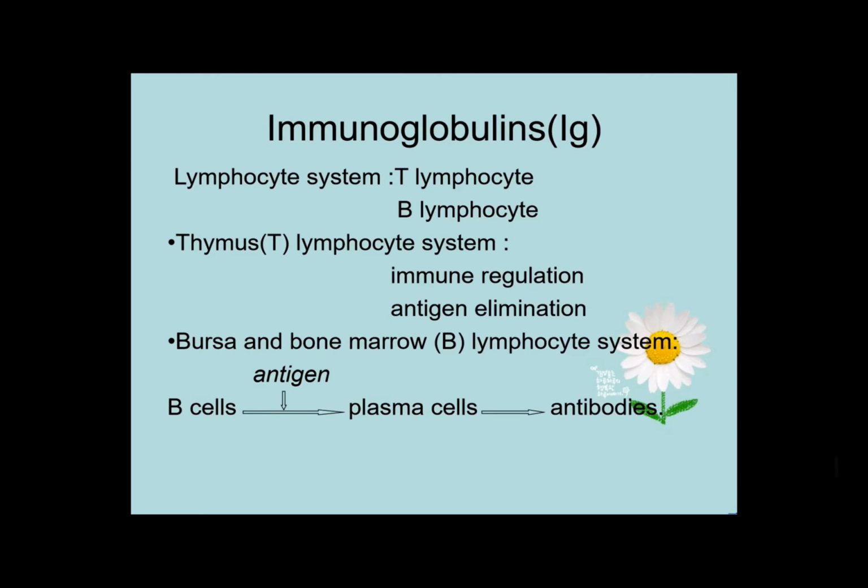The lymphocyte system consists of T lymphocyte and B lymphocyte. T lymphocyte's function is to regulate or eliminate antigen, but B lymphocyte is activated by antigen, and the B lymphocyte can be changed into plasma cells, which can produce the antibody.